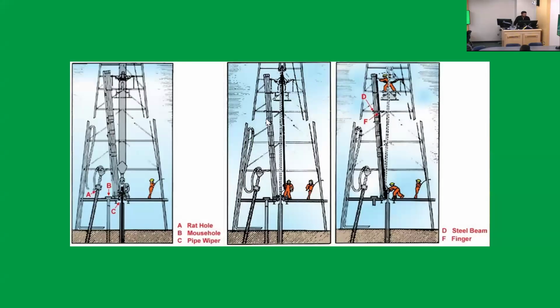There you go. You see the A is the rat hole, you understand that there is an angle, and it's also thicker than the mouse hole because rats are bigger than mice.